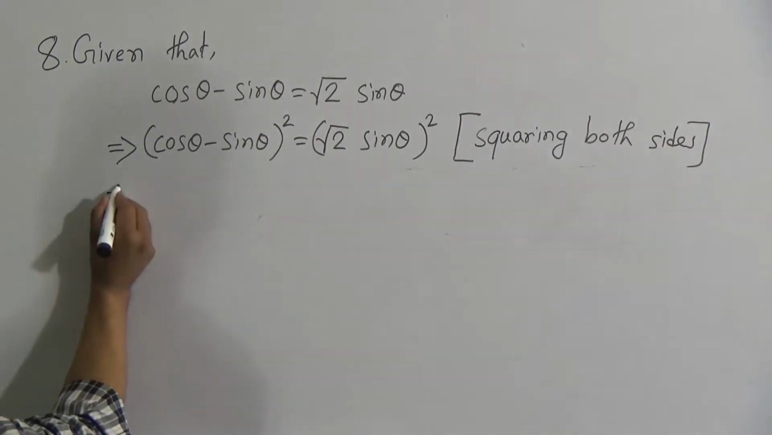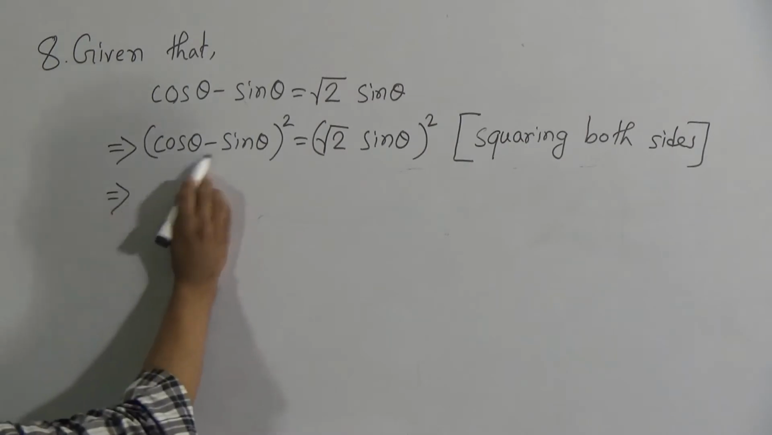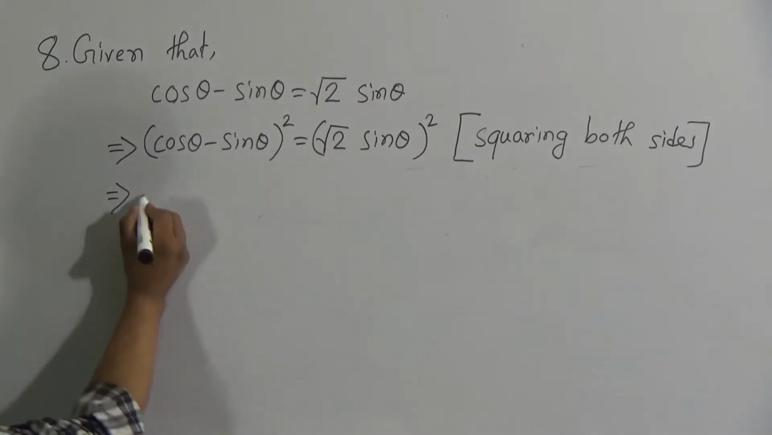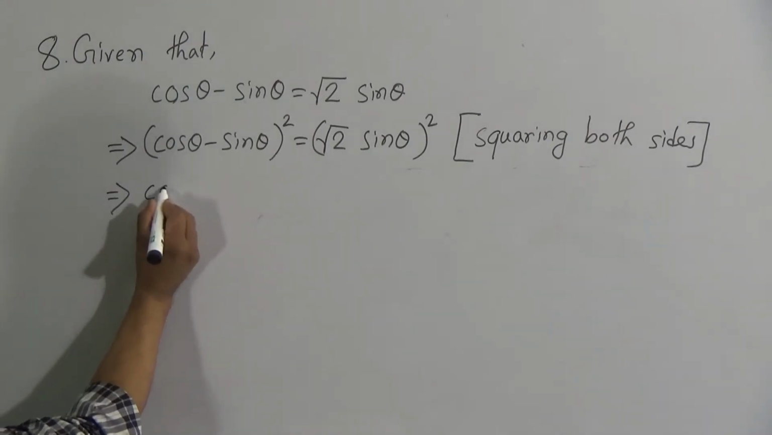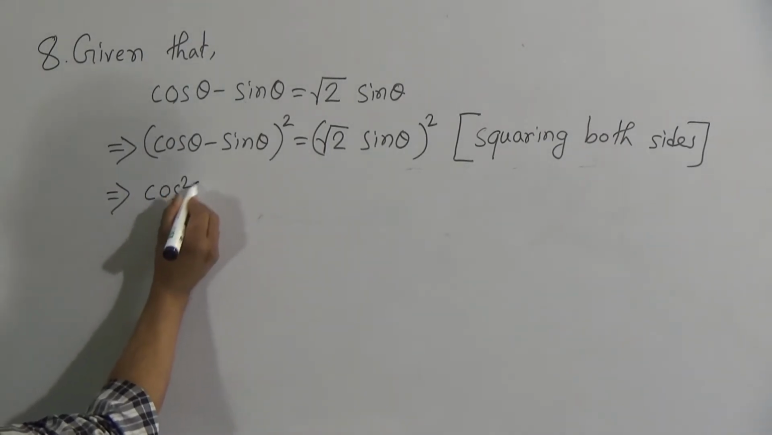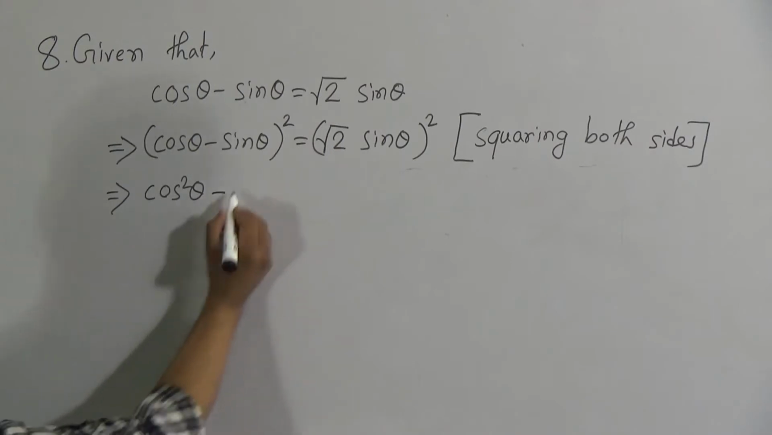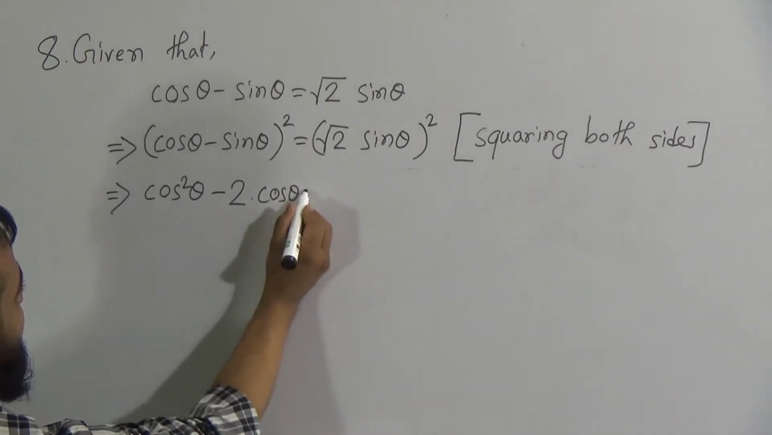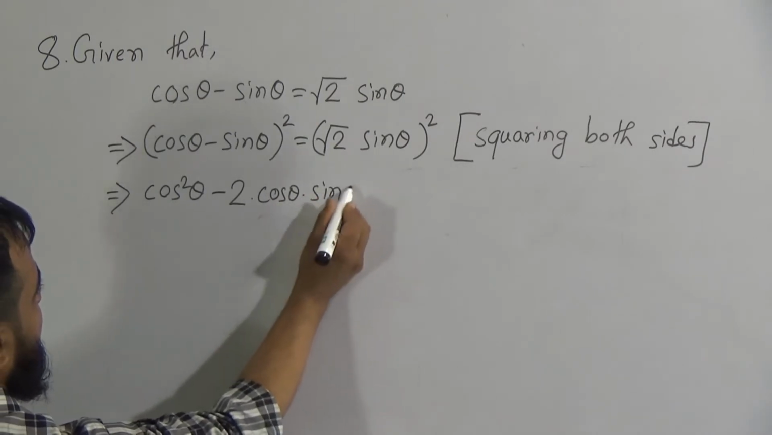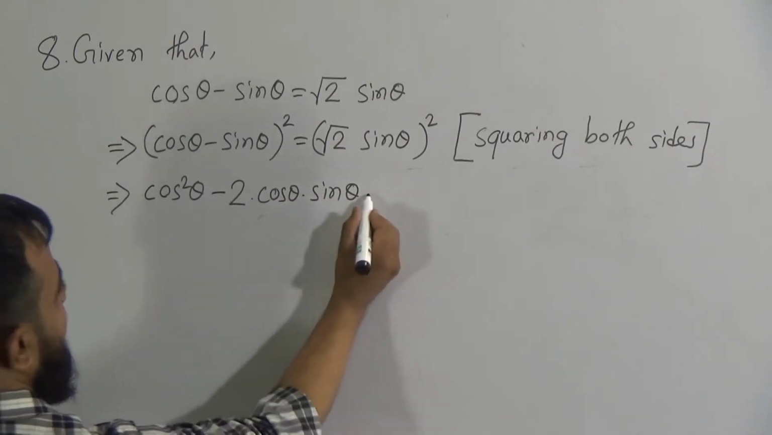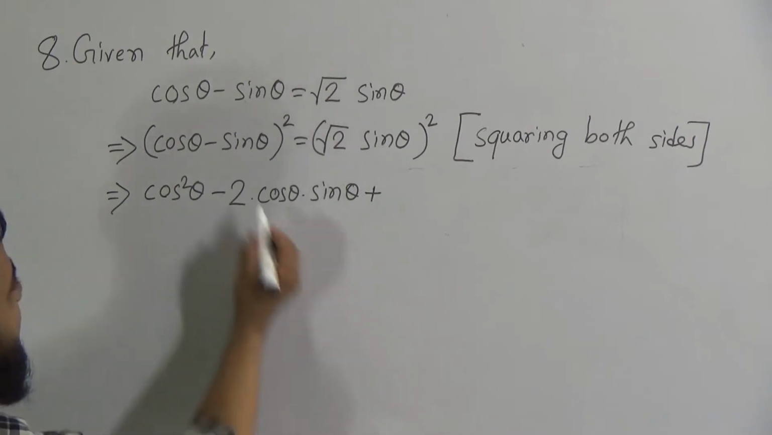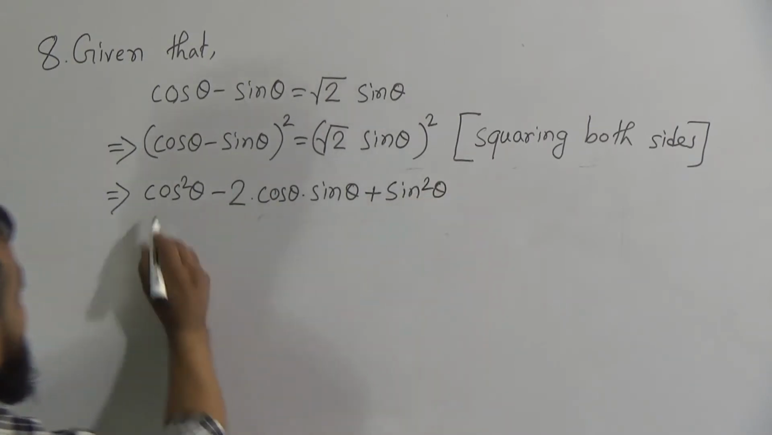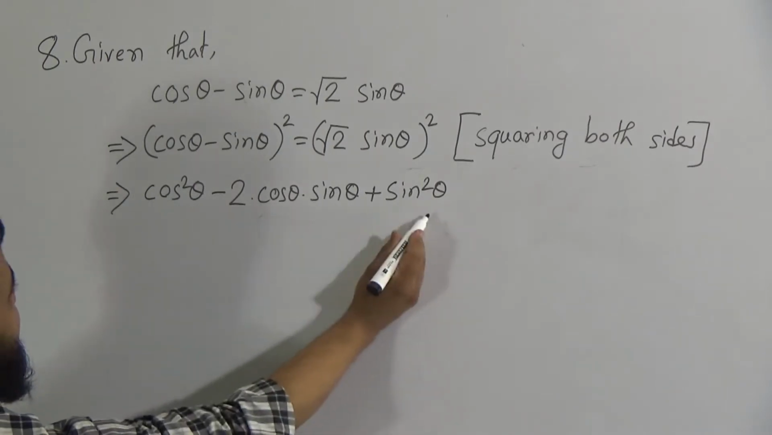Now using the formula of a minus b whole square, we get a square minus twice ab plus b square. Here a means cos theta, so cos square theta minus twice ab, 2 into cos theta into sin theta, plus b square, b means sin theta, so sin square theta. That is a square minus twice ab plus b square.